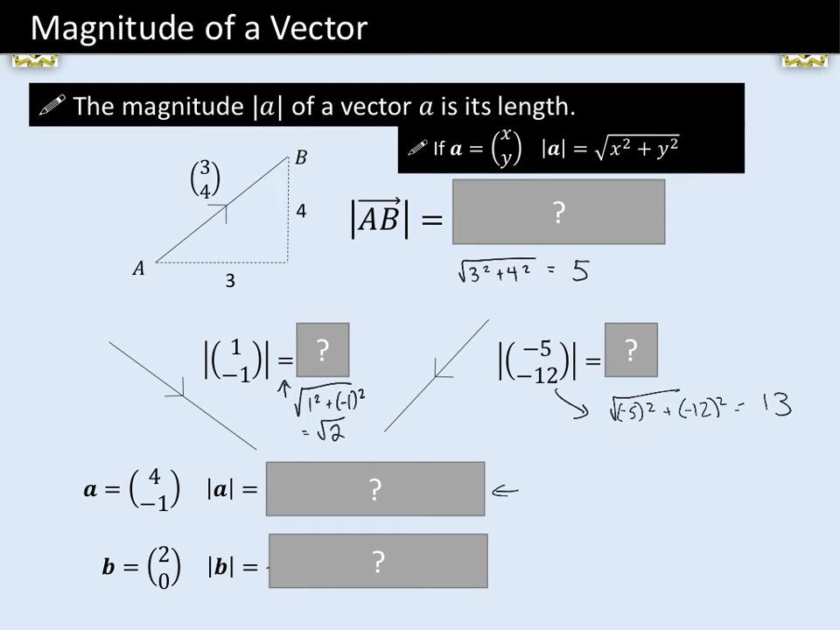There doesn't have to be a drawing there. All that this is going to be is the square root of 4 squared plus minus 1 squared. So that's just going to be the square root of 17. And you could do the same here. You could still use the formula on this last one, but if one of the components, either the horizontal or the vertical, as it is in this case, is 0, then the length is just going to be 2 there.